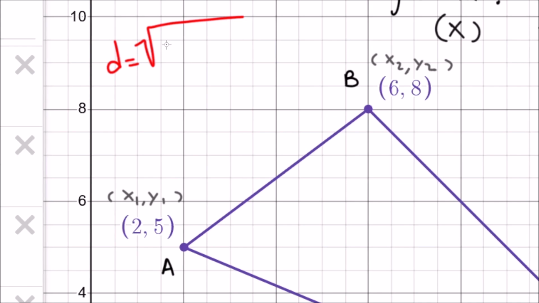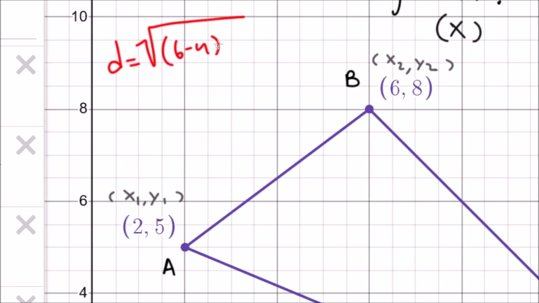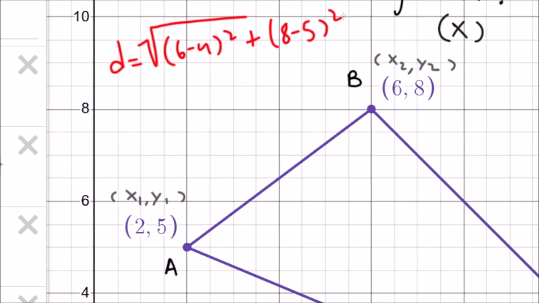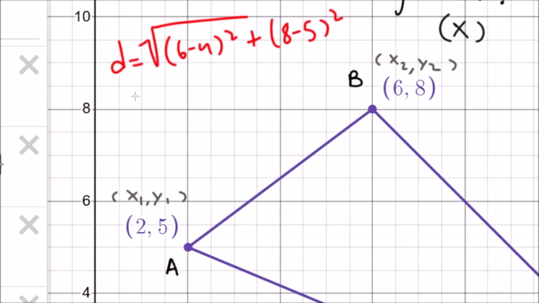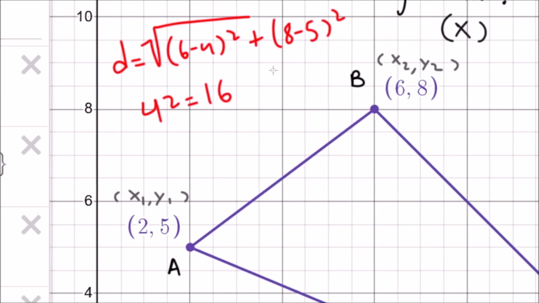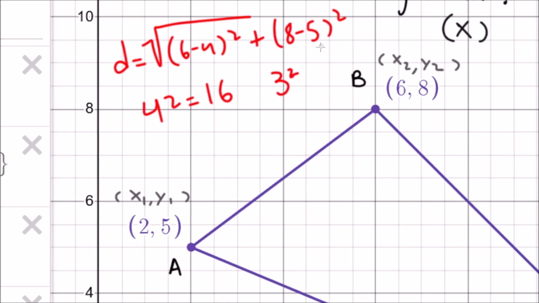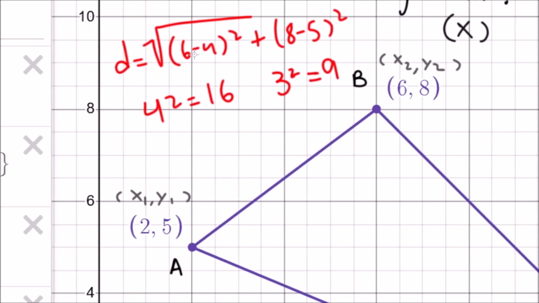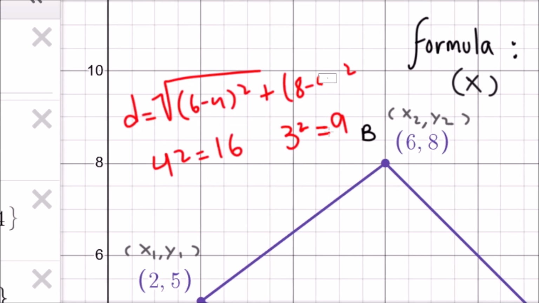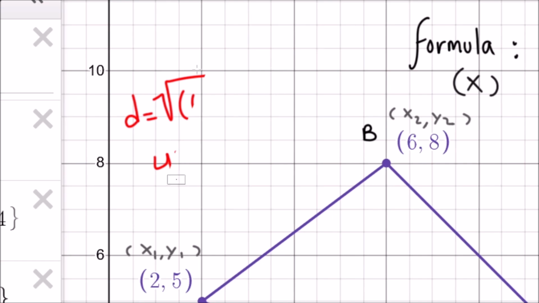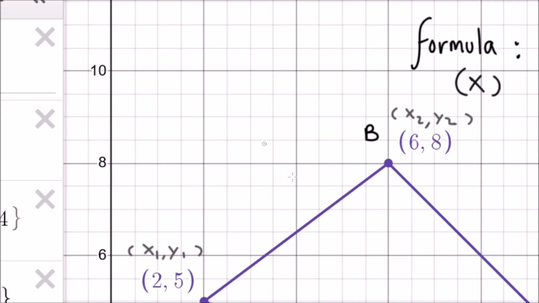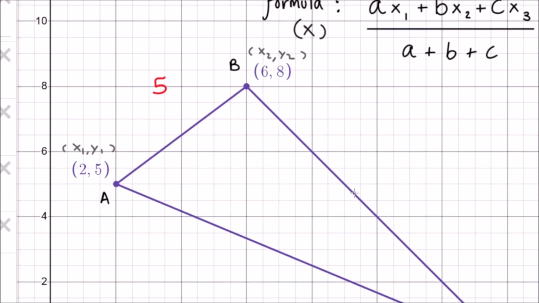which is the square root of (6 minus 4) squared plus (8 minus 5) squared, which is 4 squared, 16. 3 squared is 9. The square root of 25 is 5. So the length of this line is 5. I'm not going to take up your time nor mine doing it with the rest of these lengths.